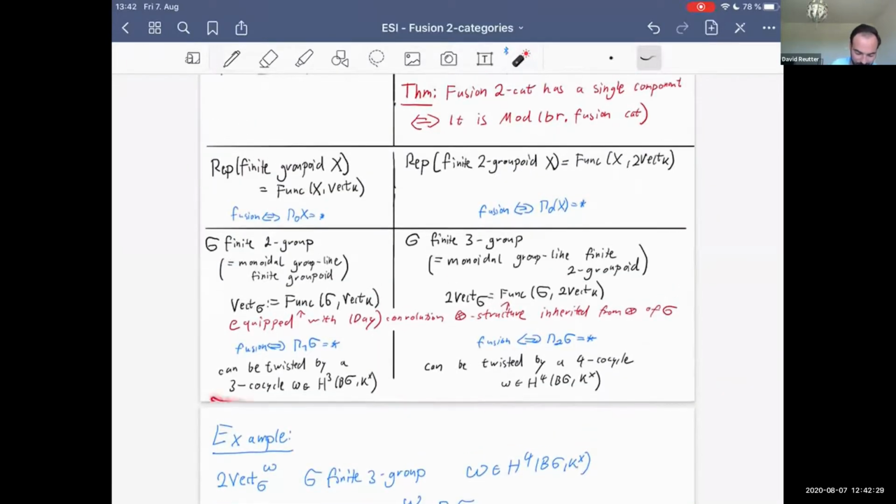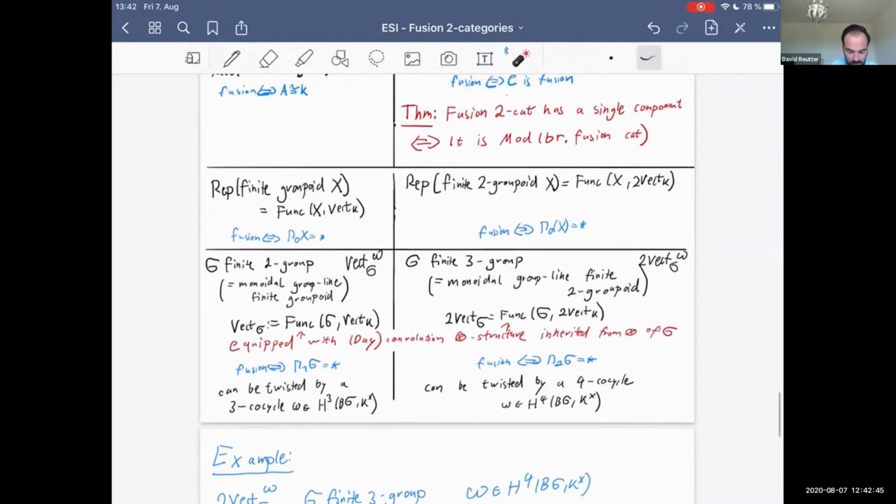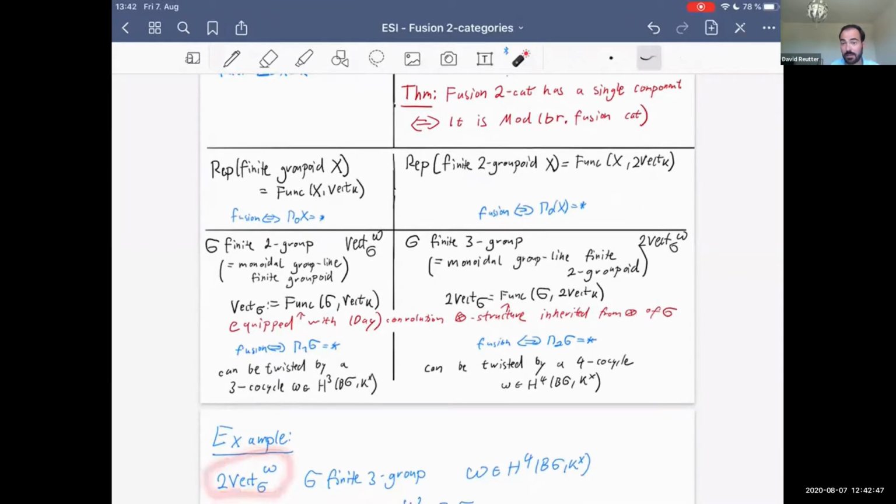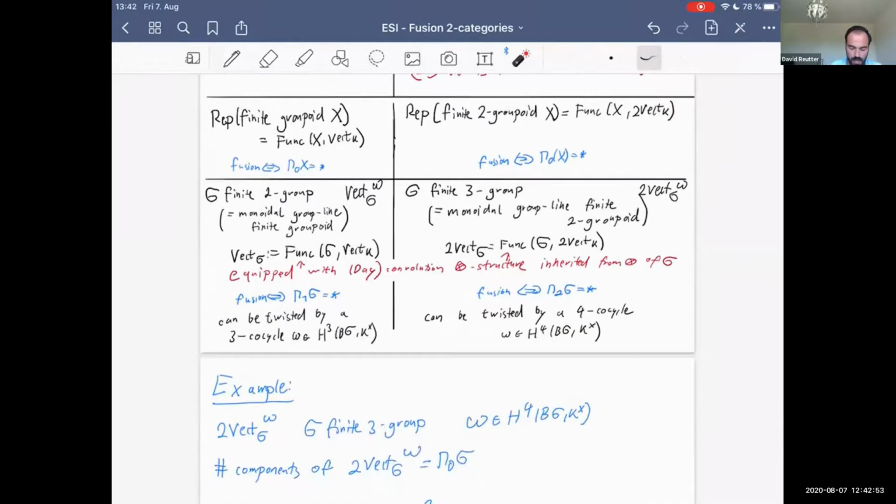Let's really look at this example, which unfortunately I didn't give a name, so I should probably write here. I'm building a thing which I call, sorry, this is of course Vect G omega, and this is 2Vect G omega. So let's look a bit more at this 2Vect G omega, how this looks. I have my G, which is a finite 3 group, and I have this 4 cocycle. And you already know that pi 2 of G has to be trivial such that it's fusion. And you can show that the number of components of this multifusion 2 category, so the number of these blocks, is pi 0 of G.